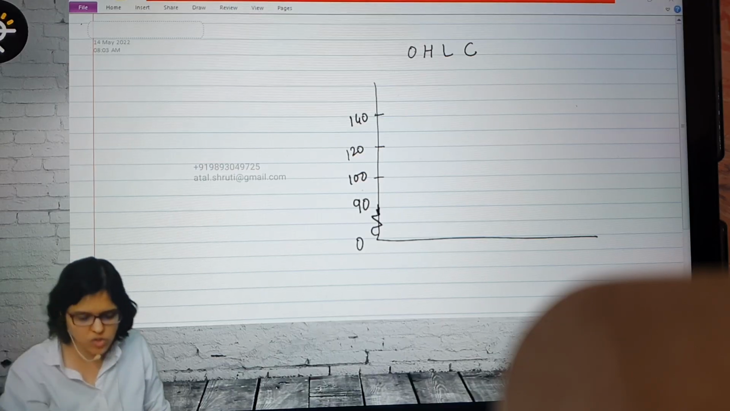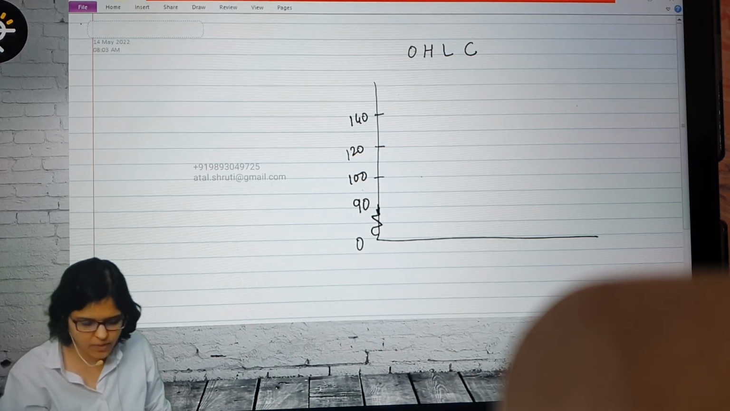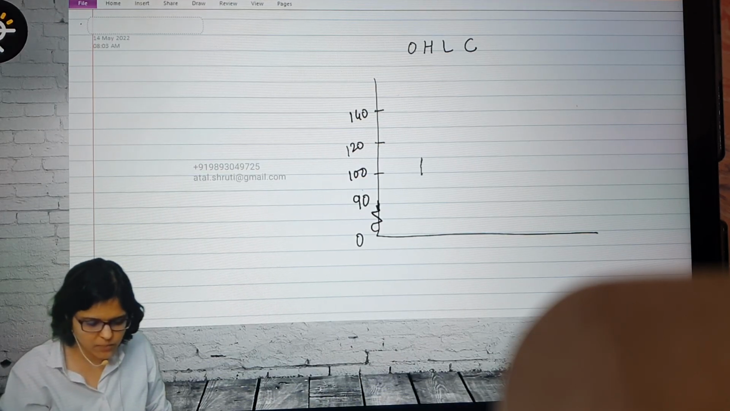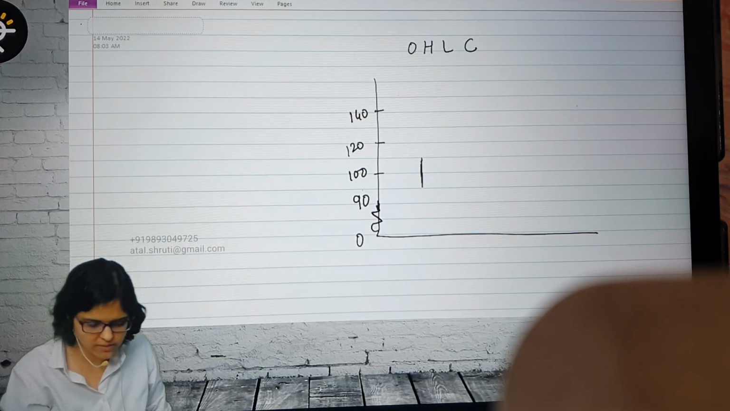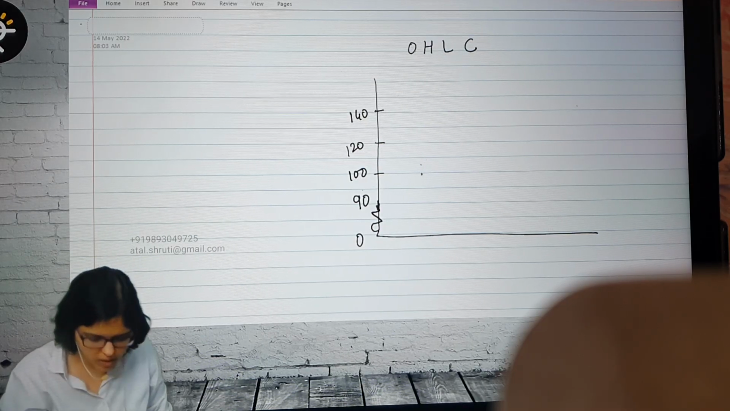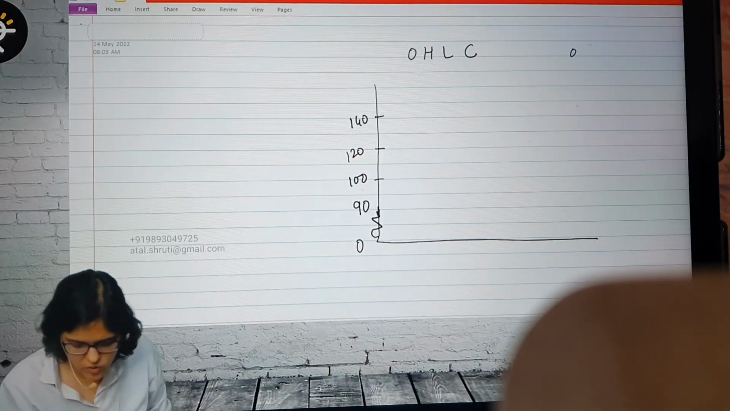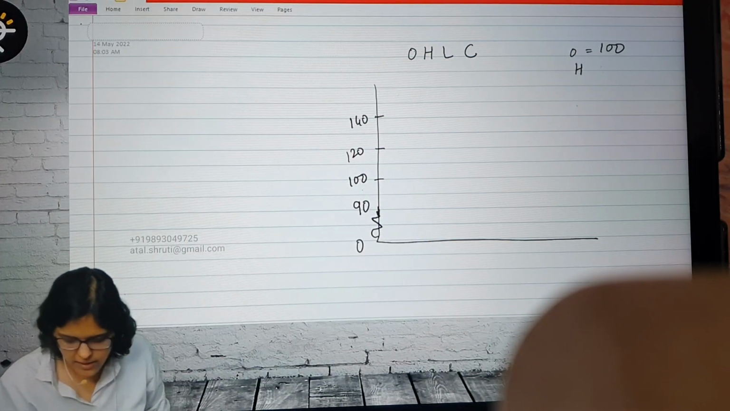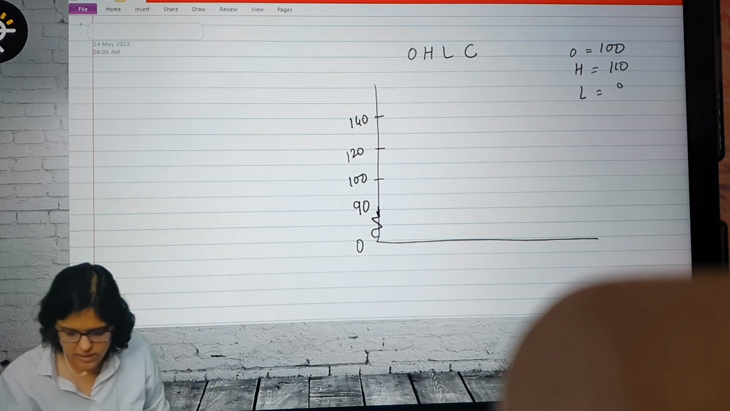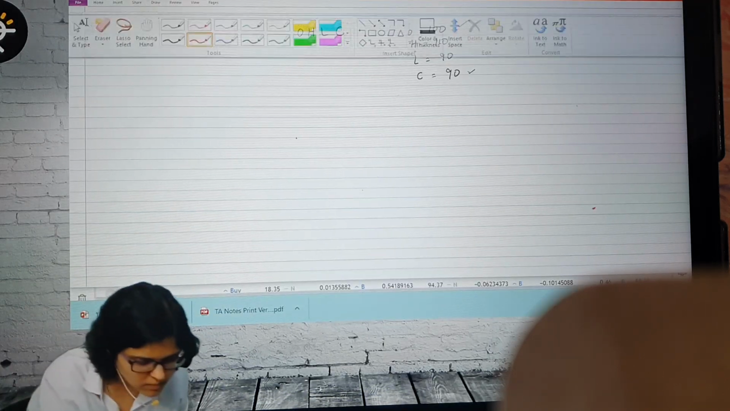Assume that a stock opened at 100 today. Opened at 100, went up, came down, and closed somewhere here at 115. Let us say closed at 115. For example, I'll define here. So open is, assume, 100. High is 110. Low is 90 and close is also 90. I'll draw one more time.